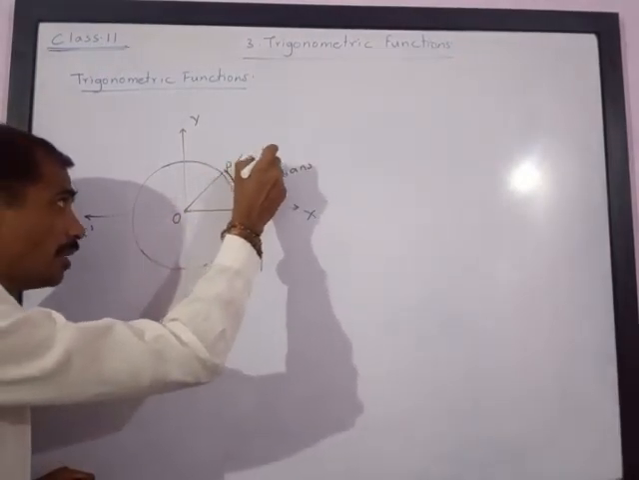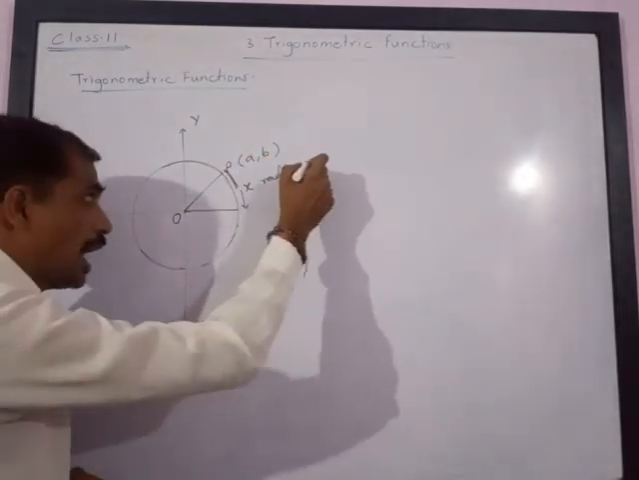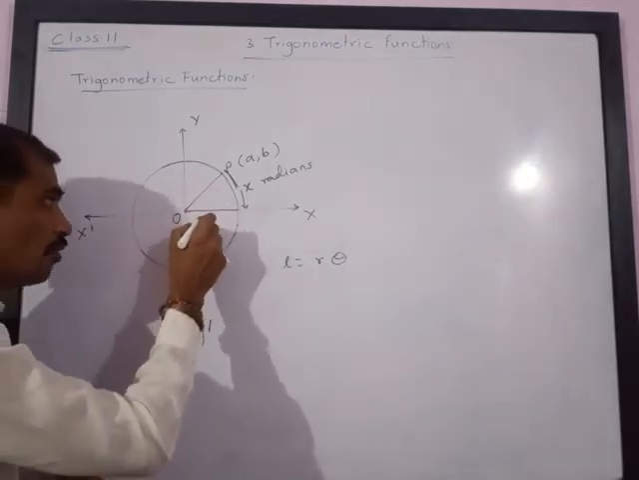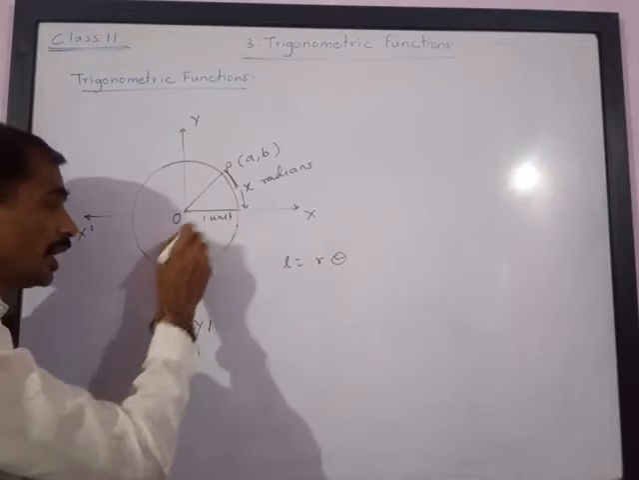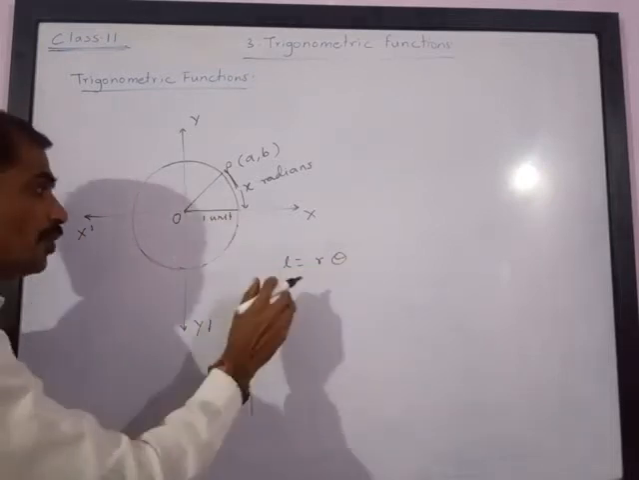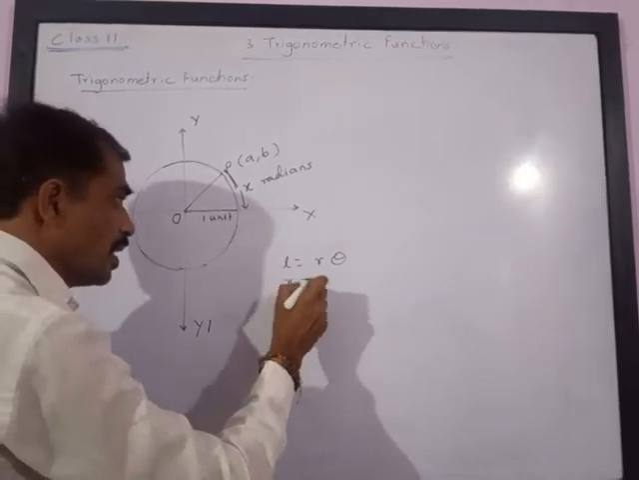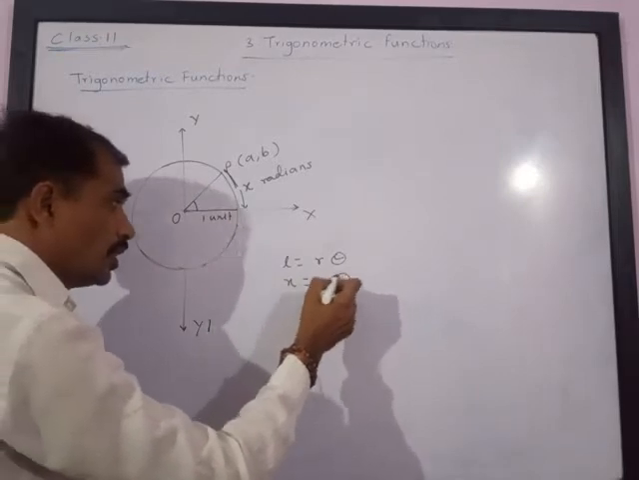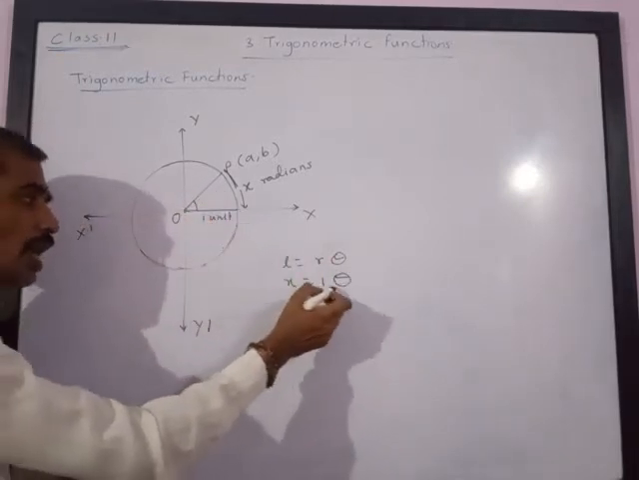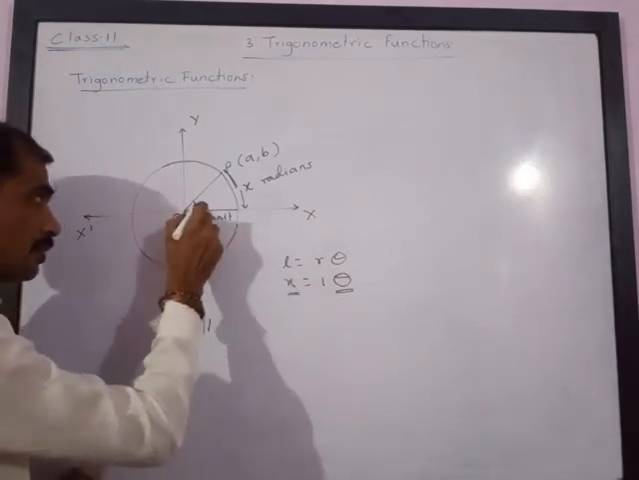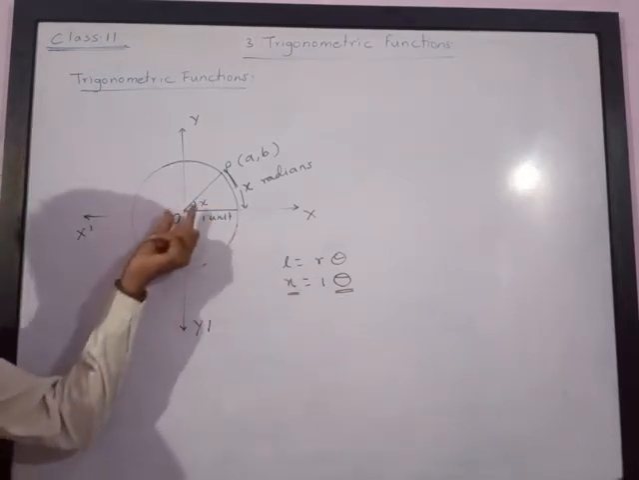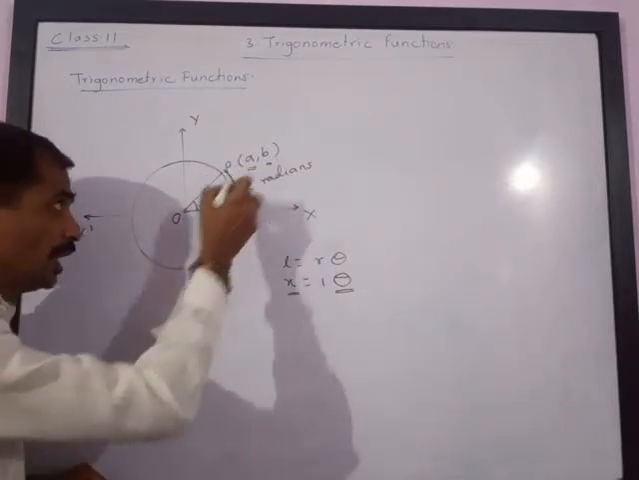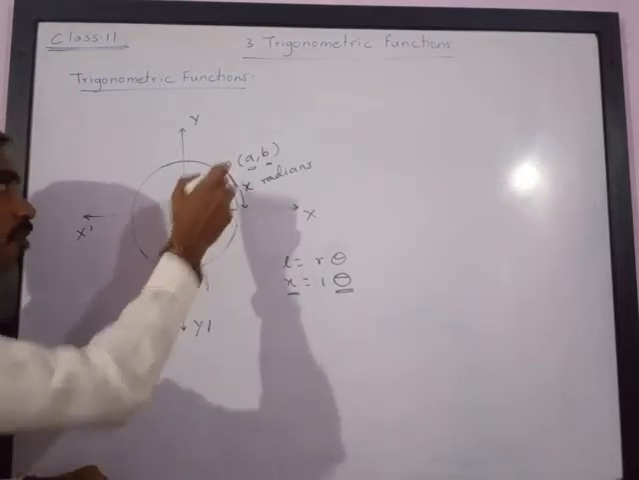The coordinates of point P are a and b. Now we know that l is equal to r theta. Here we are going to consider this circle of unit radius, 1 unit. Radius is 1 unit, so l is equal to x, r is equal to 1, and theta is equal to theta. So please note, the central angle is equal to x. Thus the central angle is x. Now please note, the coordinates of the point P are a and b. It means its x coordinate is a and its y coordinate is b.